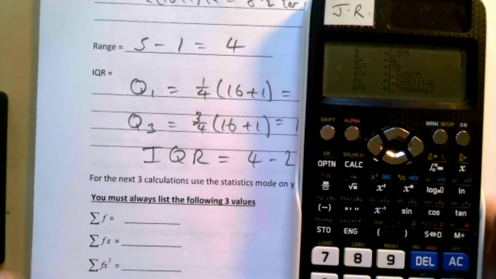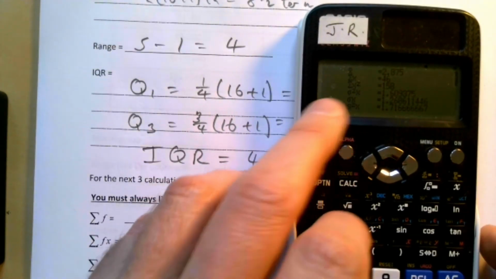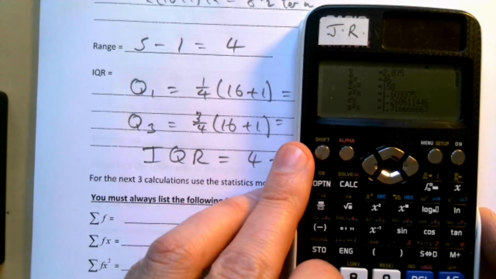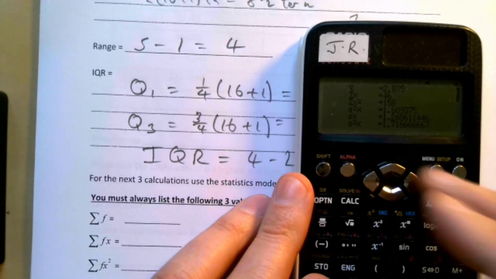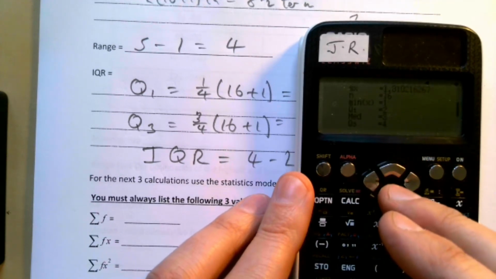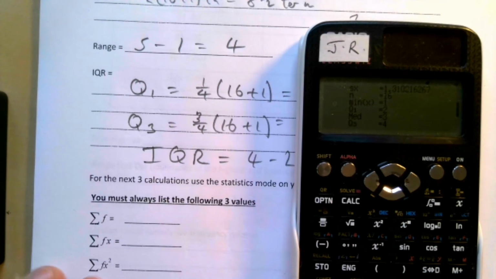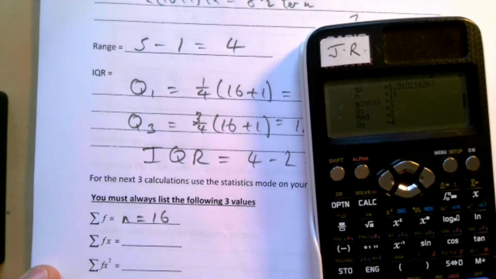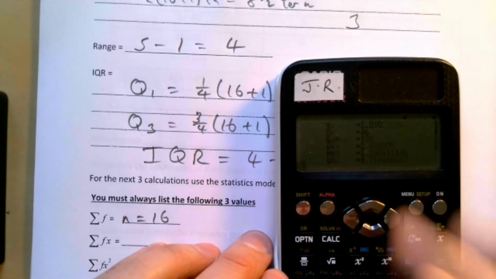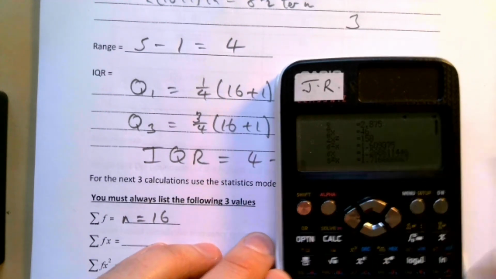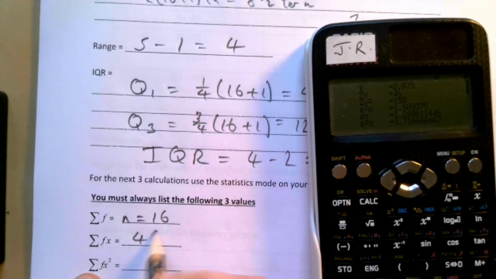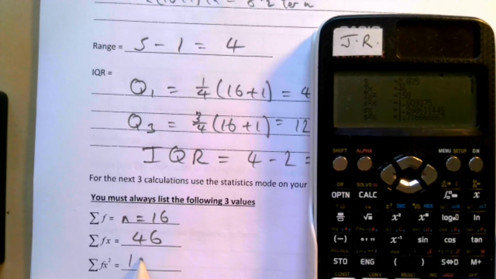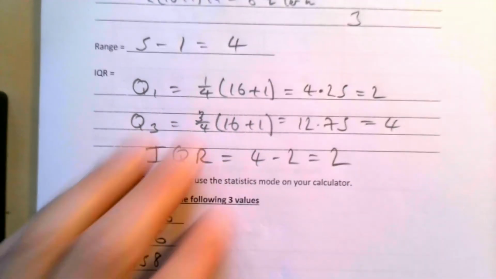So sigma f is the same as our, where is sigma f? Not sure if we're getting that. It's going to be 16. Yeah, sigma f is obviously the same as n, and so that's n, which is going to be 16. Our sigma fx is the same as our sigma x in this case, so it's 46. Sigma fx squared is 158.